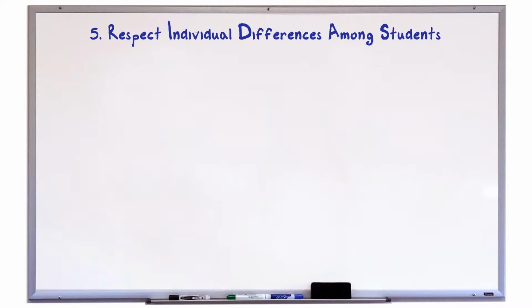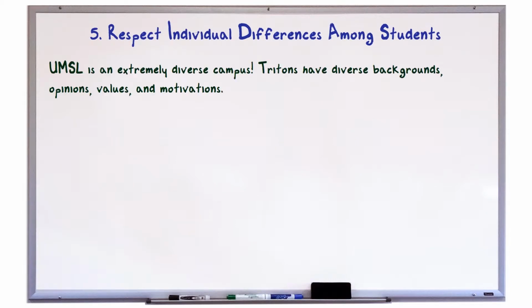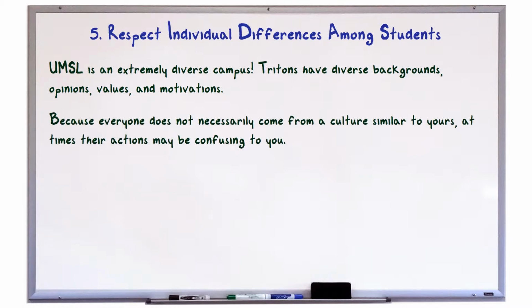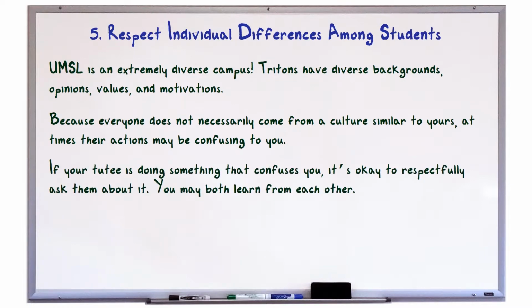Number 5, respect individual differences among students. UMSL is an extremely diverse campus. Tritons have diverse backgrounds, opinions, values, and motivations. Because everyone does not necessarily come from a culture similar to yours, at times their actions may be confusing to you. If your tutee is doing something that confuses you, it's okay to respectfully ask them about it. You may both learn from each other.